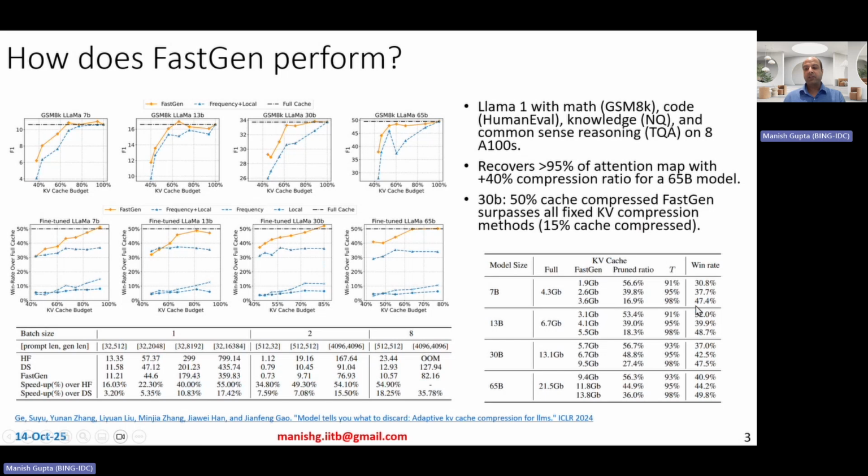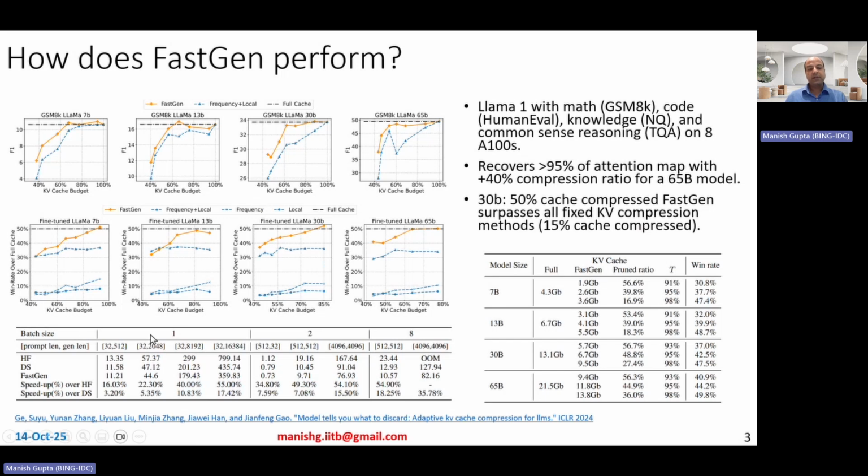Sure, if you wanted a win rate of about 47%, you can still compress 4.3 GB to 3.6 GB while retaining 98% of the attention, a 17% pruning ratio, while retaining 98% of the attention map and 47% of the win rate. Okay, so that's that. Now, how does this help with latency? Does it really improve latency also? Well, it turns out that it does improve latency significantly.